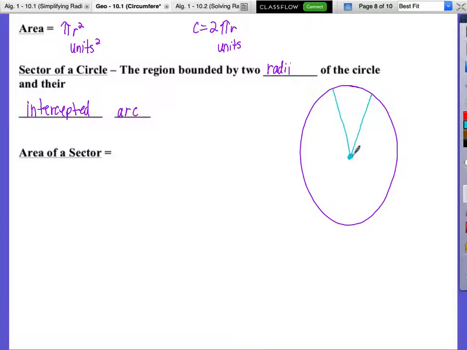It's bounded by, those are the edges, two radii. Is this a radius? Yeah. Is this a radius? Yeah. Are these two radii? Yep, that's one of the boundaries, and their intercepted arc. So it's bounded by all of this, and this area.